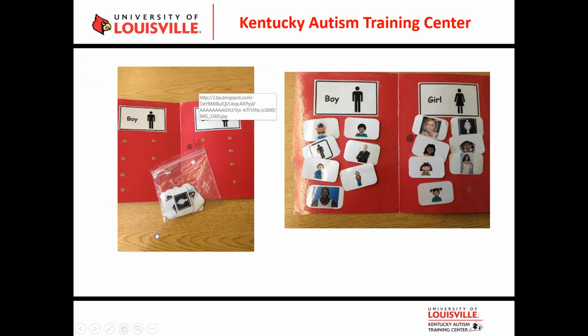So this is boys versus girls, and on this side of the screen, it's empty. They haven't done it yet. So you see boys at the top and girls, and you see your little baggie in the middle with the cards. And then over here you can see that they've sorted. What are pictures of boys? What are pictures of girls?